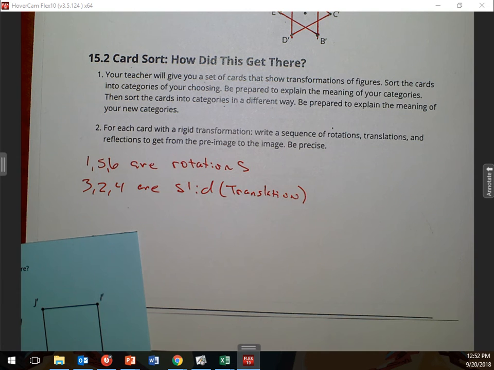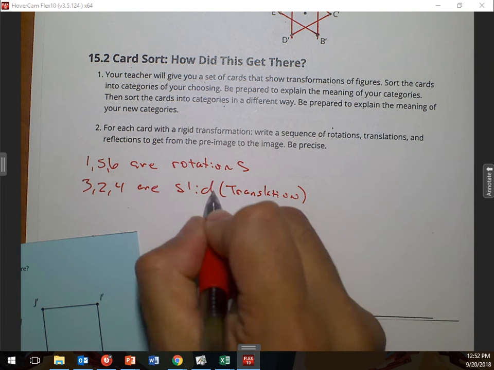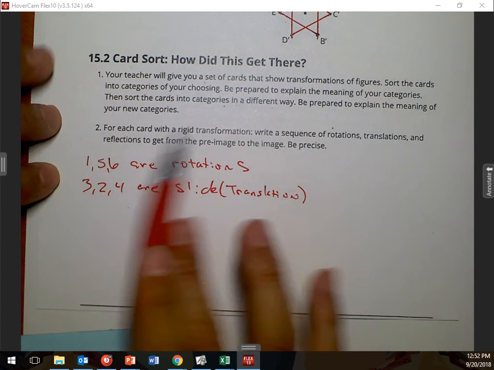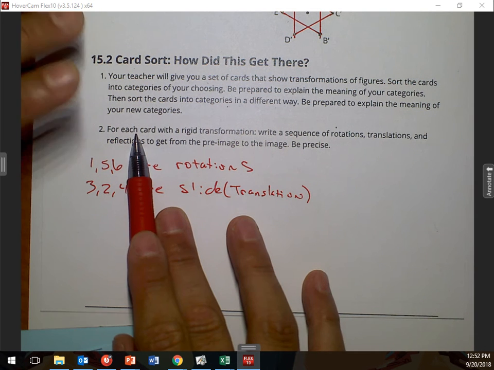So they're translations. I forgot the E in slide. S-L-I-D-E. Oh, I'm sorry, you're right. There we go. All right, so now let's take a look at question 2 here.